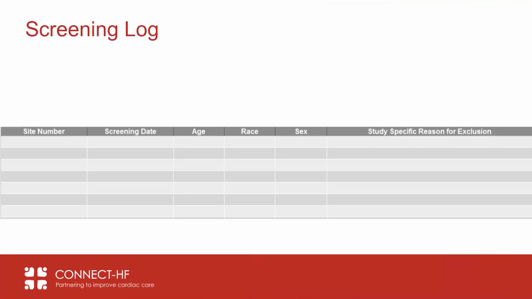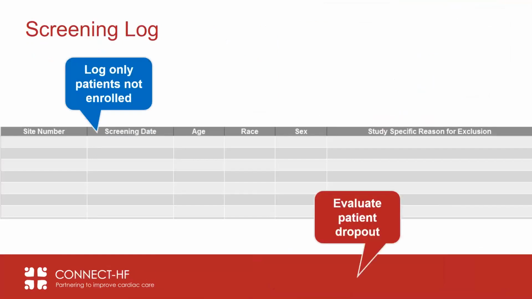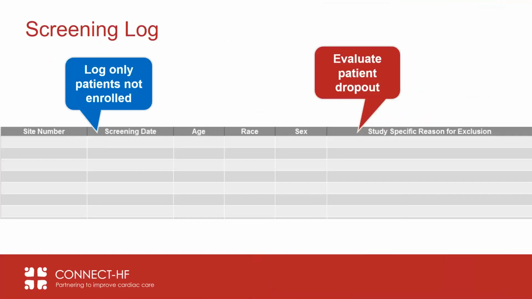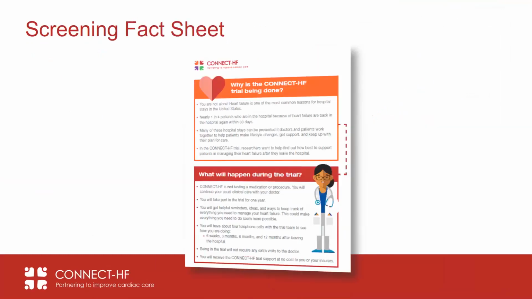To help determine patient fallout, we request sites complete a screening log. The log will only collect patients not enrolled and the reason why. We do ask that the file is sent electronically to DCRI at the end of each month. The screening fact sheet is given to potential patients to give them an overview of why the trial is being done. It also covers the study's responsibilities during the follow-up portion of the study.